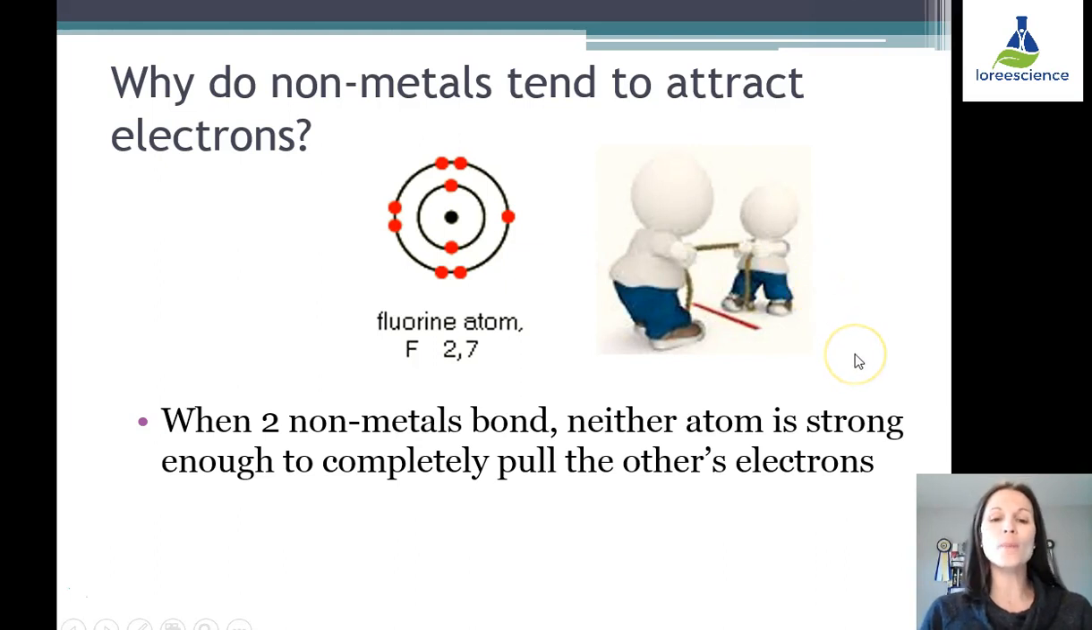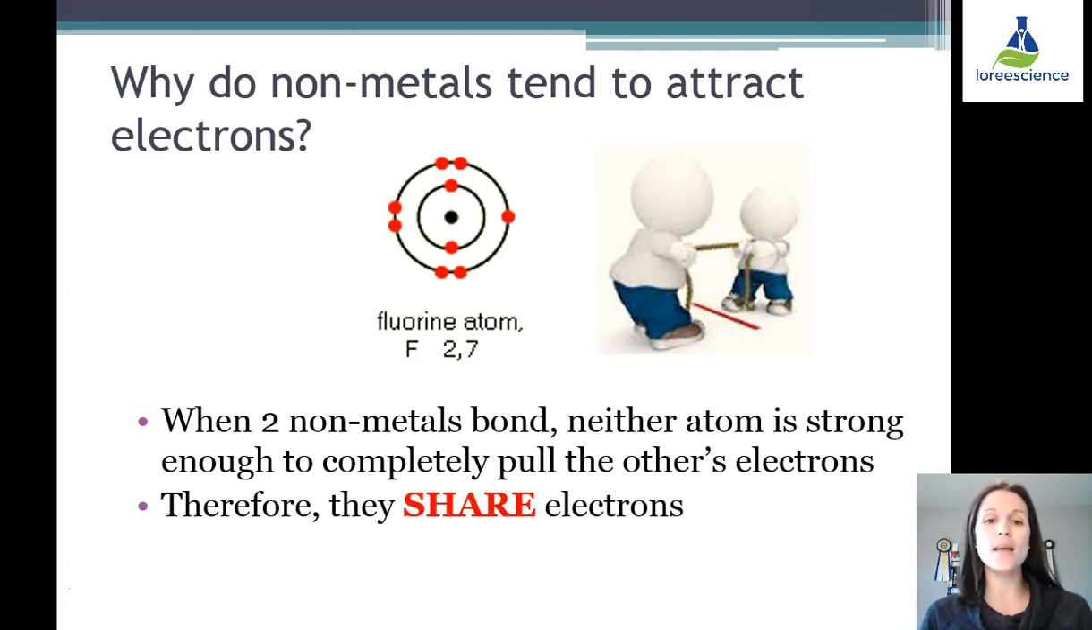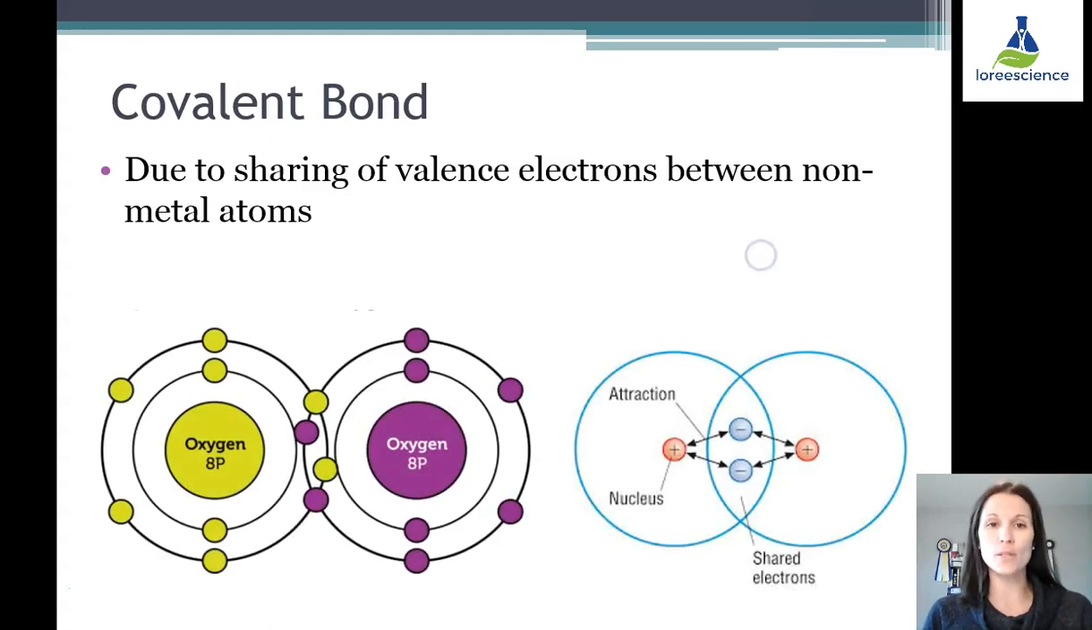So when 2 nonmetals bond together, neither atom is strong enough. It's like a tug of war, and neither one of them can actually pull the electron away from each other, so they kind of come to a compromise and decide to share the electrons. So covalent bonding is the sharing of electrons between nonmetals.